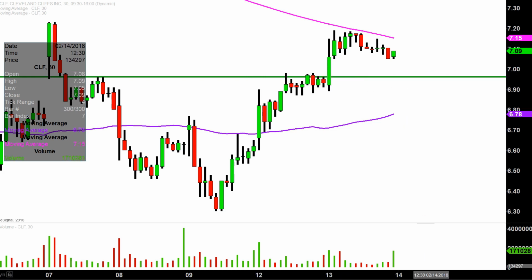Now, as far as an overall area of support going forward to measure the health of the current move, this right here being defined as the move, watch that purple line right here, the 50-period simple moving average. Keyword being moving.